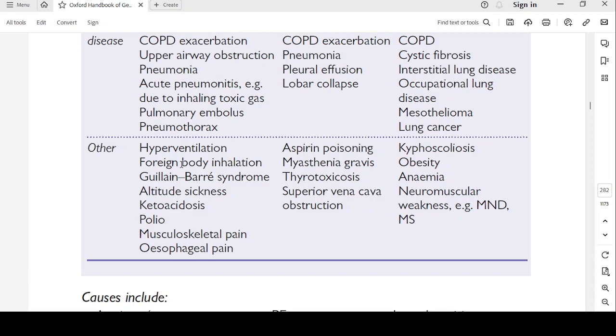Other causes: hyperventilation, foreign body inhalation, Guillain-Barré syndrome can cause acute onset of dyspnea, altitude sickness, ketoacidosis, polio, musculoskeletal pain, or esophageal pain can cause acute onset dyspnea. Whereas subacute onset: aspirin poisoning, myasthenia gravis, thyrotoxicosis, superior vena cava obstruction, these are subacute causes. Other causes of dyspnea: kyphoscoliosis, obesity, anemia, neuromuscular disorders, neuromuscular weakness like motor neuron disease or multiple sclerosis can cause slow onset, chronic onset dyspnea.